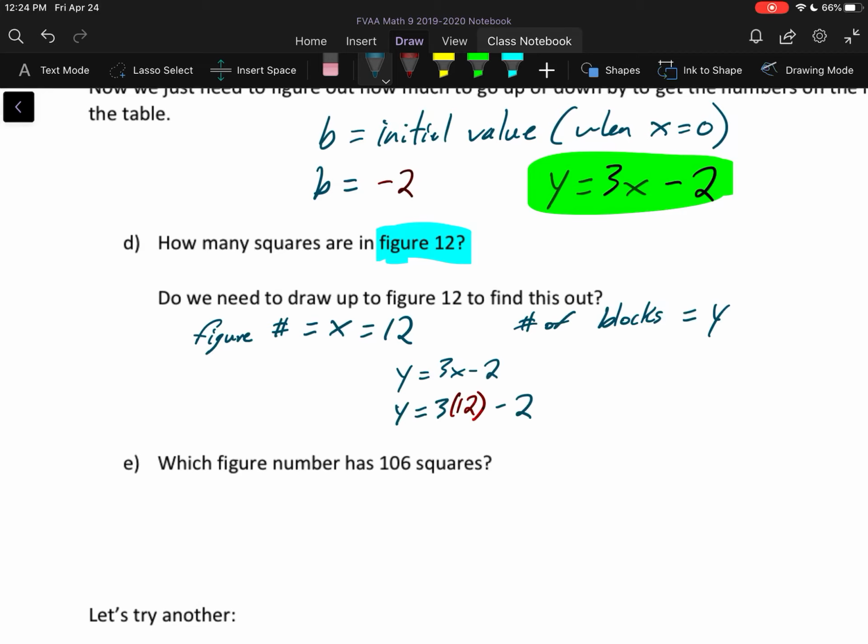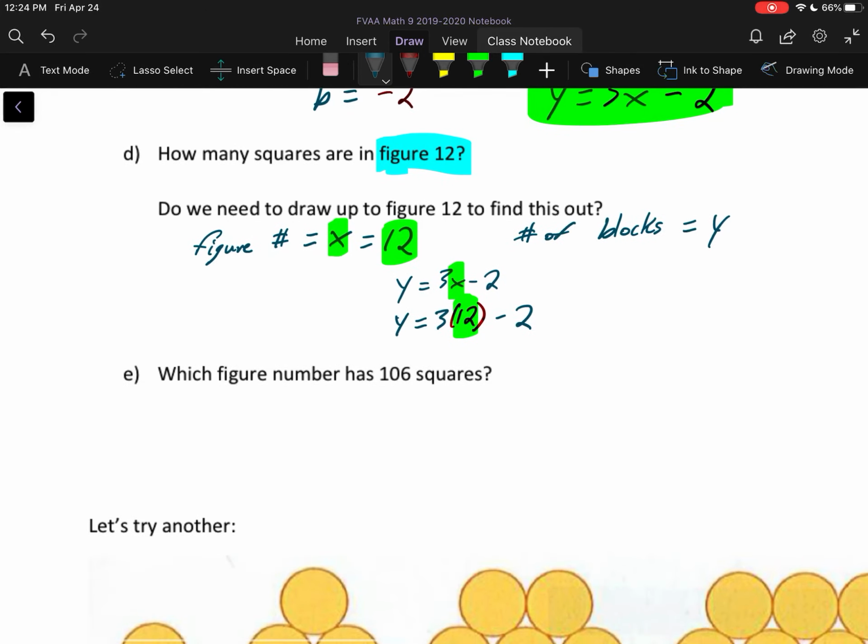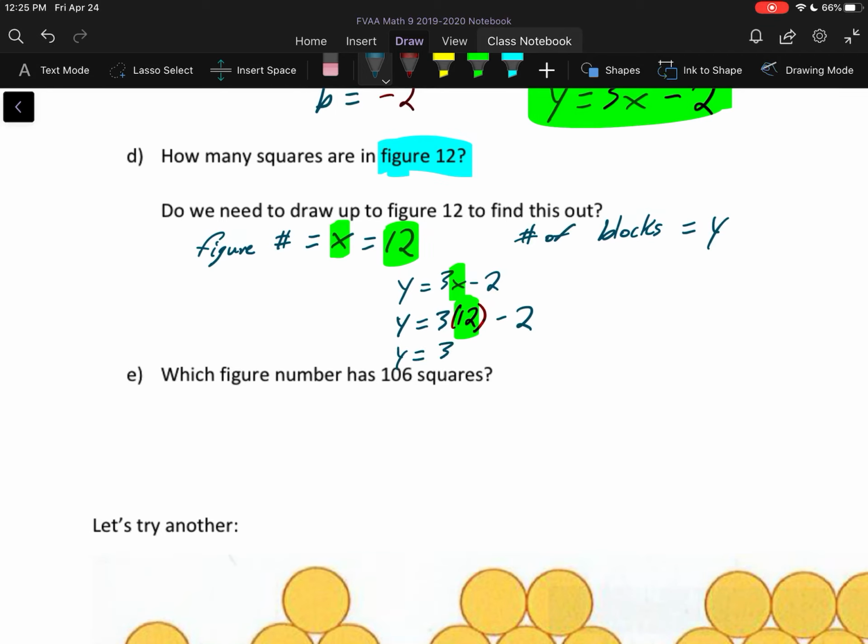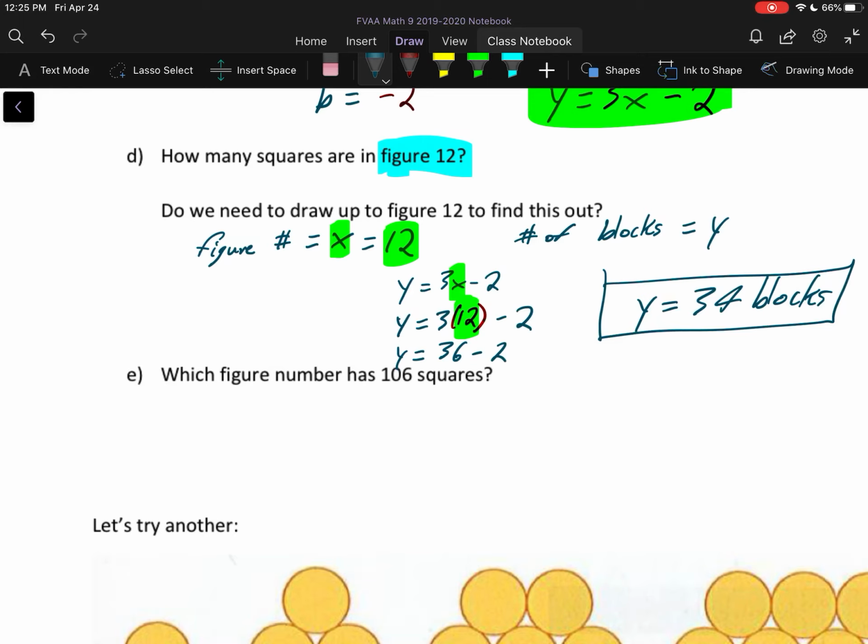So now instead of x, I substituted what x was equal to in this problem, which is 12. And now I just do the math. y equals 36 minus 2. y equals 34 blocks. So I was able to solve the number of blocks that would be in the 12th diagram without drawing the 5th, 6th, 7th, 8th, 9th, 10th, 11th, and 12th figure all on a piece of paper. I was able to use my equation to solve for the amount of blocks.